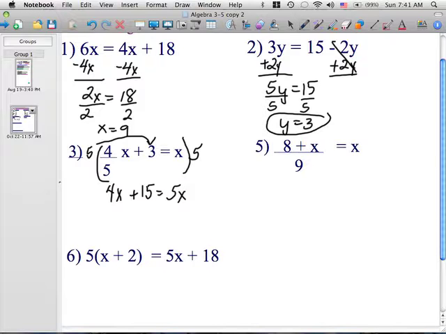The 5x is by itself, so we want to move the 4x to the other side. So the opposite of adding 4x is subtracting 4x. So we get 15 equals x. And we're done.